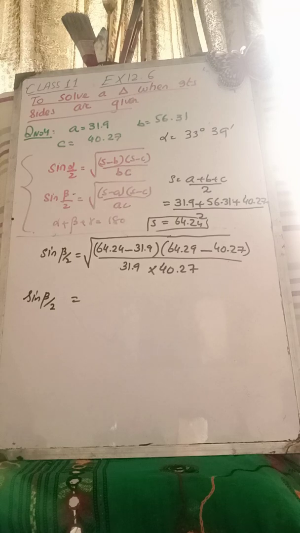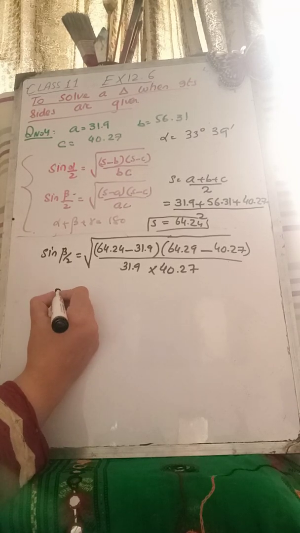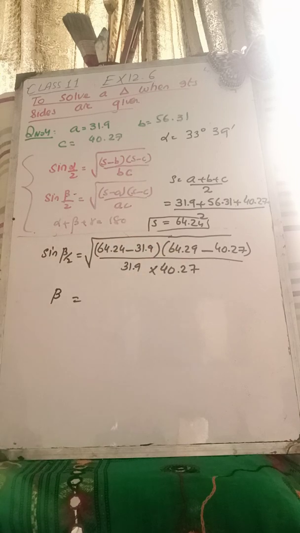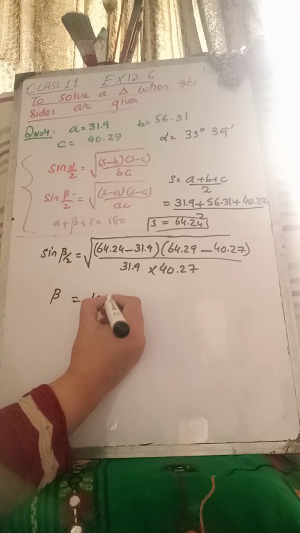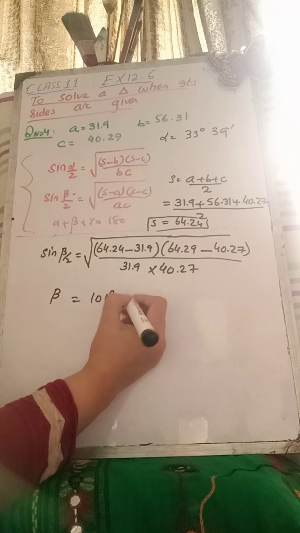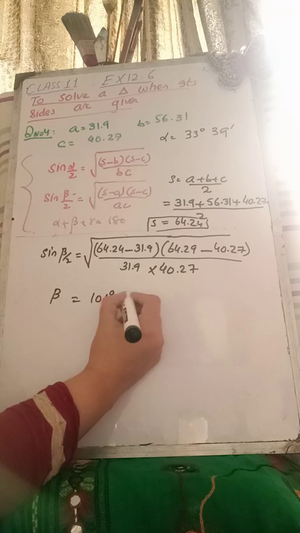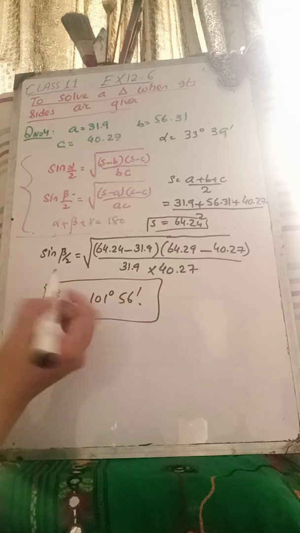We are going to use the same calculation. I will write beta directly, okay, because the calculations are the same as in the case of beta by 2. So I am going to calculate it, and beta comes out to be equal to 101 degrees and approximately it's 56 minutes. Okay, so we have beta over here.